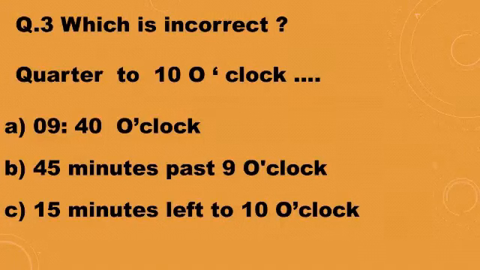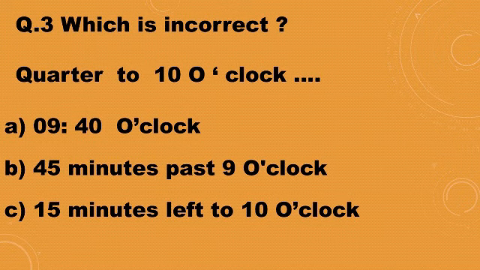Check it. And here the third question is a very interesting question. You have to choose the incorrect option. Quarter to 10 o'clock. You know what is meant by quarter. Let me read the options. Option A 9:40 o'clock. Option B 45 minutes past 9 o'clock. Option C 15 minutes left to 10 o'clock. So which is the incorrect option?